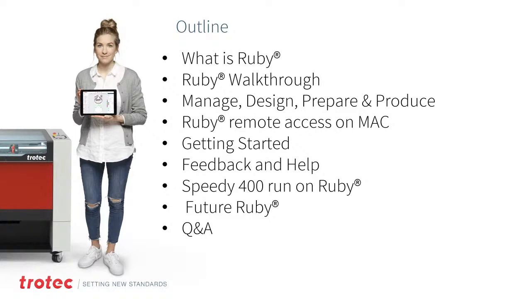Then we're going to do some getting started on how to get your version of Ruby and get it started on your system. A little bit on how to get some feedback and help with the new software. Then Harald is going to introduce our brand new Speedy 400 run on the Ruby software. We'll go a little bit into what's going to be happening in the future of Ruby, and then the three of us will join y'all and answer all of your questions at the end of the course with some Q&A. Now I'm going to switch over to Alex, since he's spearheaded this software, to explain what Ruby is and what it's going to do for you.